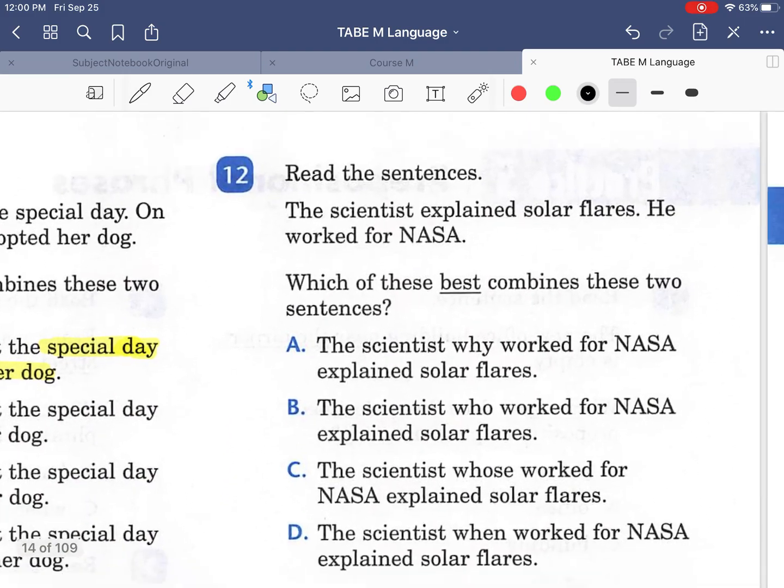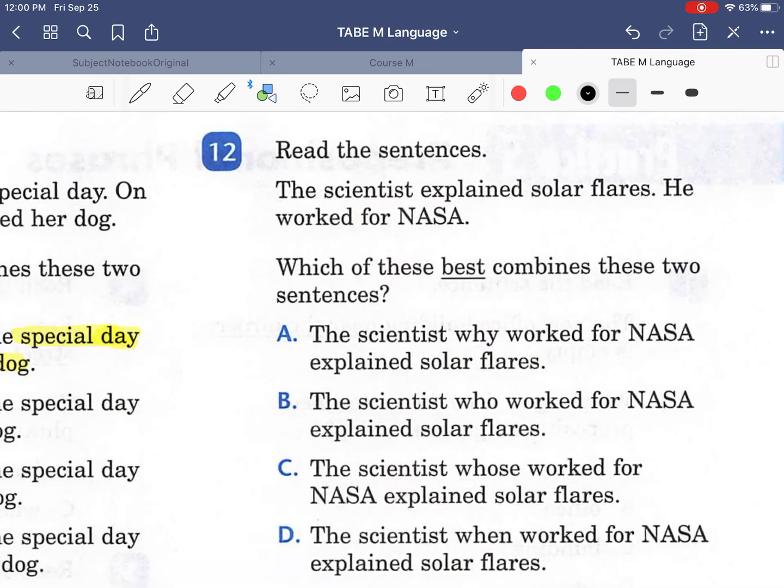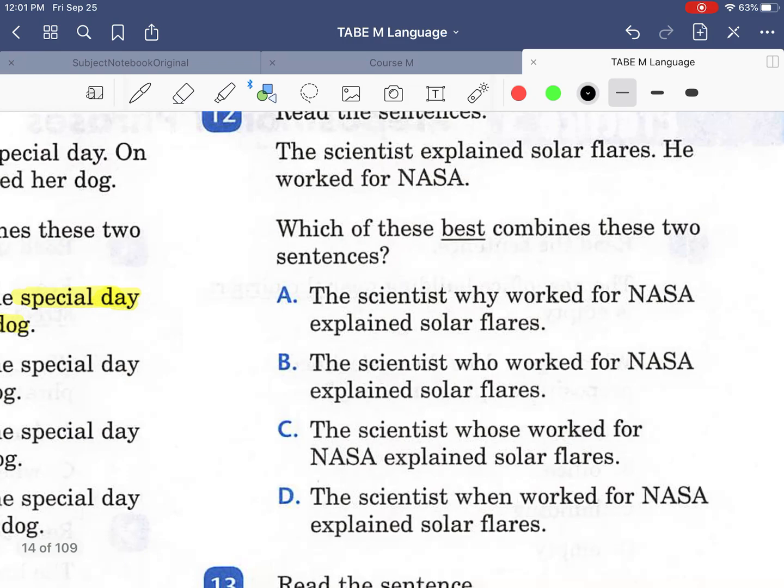Number 12. Read the sentences. The scientist explained solar flares. He worked for NASA. Which of these best combines the two sentences? The scientist, why worked for NASA, explained solar flares. That makes no sense. The scientist who worked for NASA explained solar flares. That makes sense.